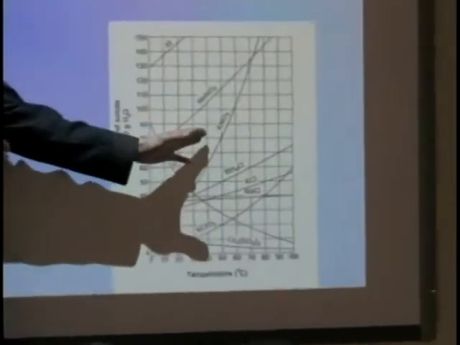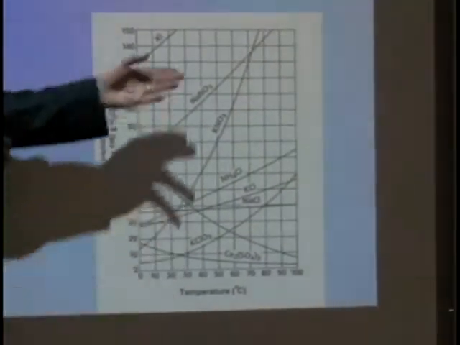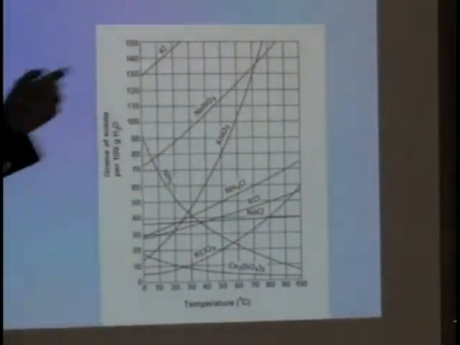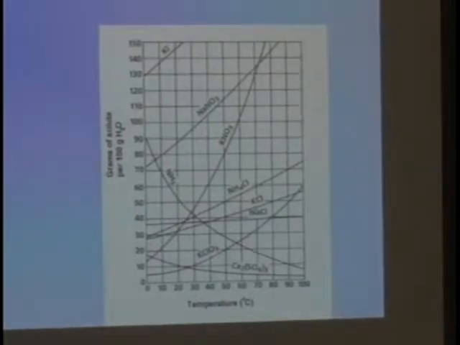if you're directly on the curve, then you're going to be saturated. If you have less than the curve, you're going to be unsaturated. If you have more than what the curve says, like in the NaNO3 example, you could be supersaturated.